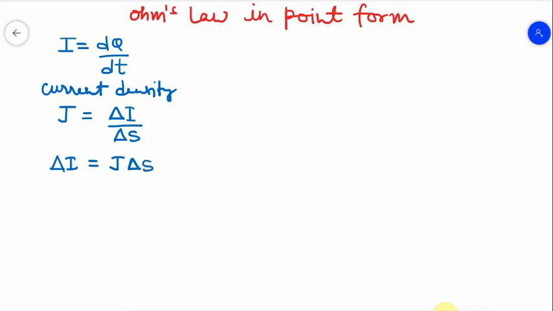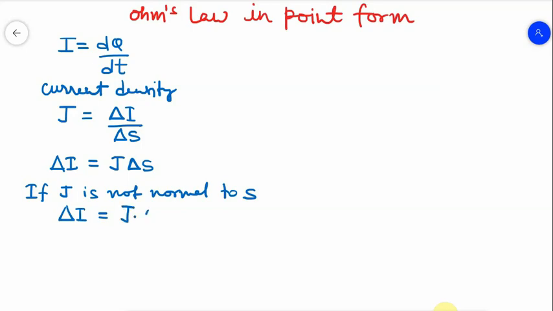And if the current density is not normal to the surface S, then del I will be equal to J dot del S. Because J del S is the special case when it is normal, and when J is not normal to the surface, then del I can be represented as J dot del S.